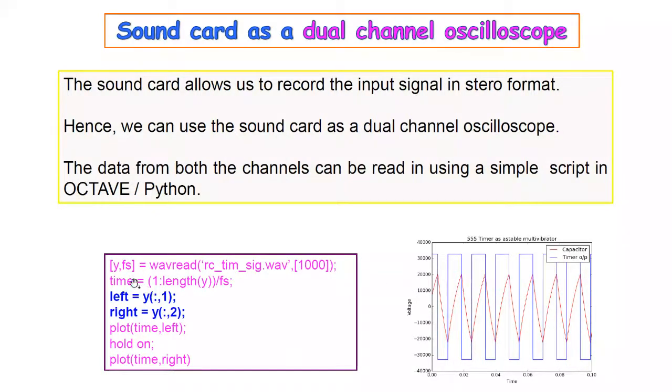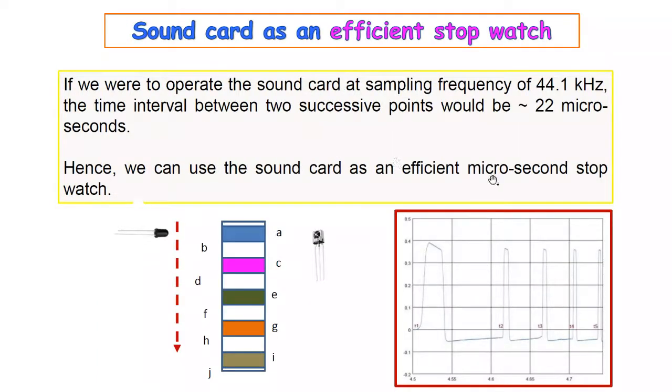And all you need is these four lines of code, either in Octave or in Python, to see this. The sound card gives me a very good, efficient microsecond stopwatch. We always talk of an accelerated motion, but have we been able to show our students an accelerated motion? No. Here I present before you an example of an accelerated motion.